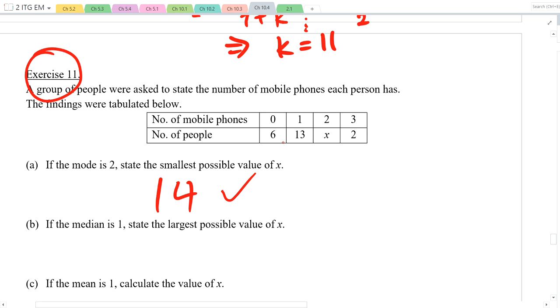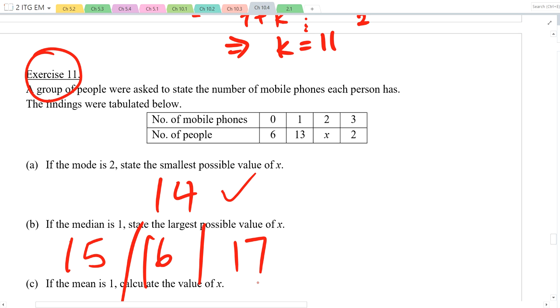Okay, who says 15? Okay, I got 15. What else? 16? 17, any more? Any more? Okay, how do we decide which one it is? Anybody want to give a try to convince other people? Why is it 15? Why is it 16? Why is it 17?